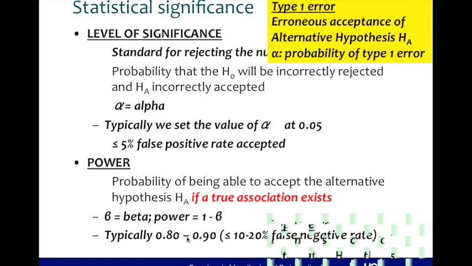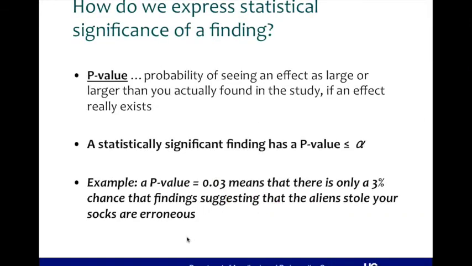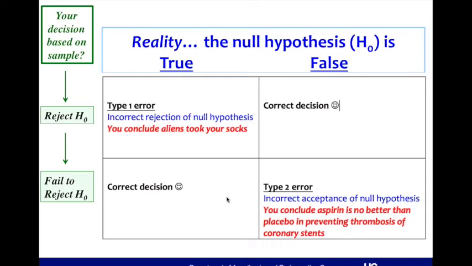A type 1 error is something that occurs when we erroneously accept the alternative hypothesis, and alpha is the probability of making a type 1 error. A type 2 error is erroneous rejection of the alternative hypothesis. That is, there really was a difference in the groups, and we just weren't able to find it.